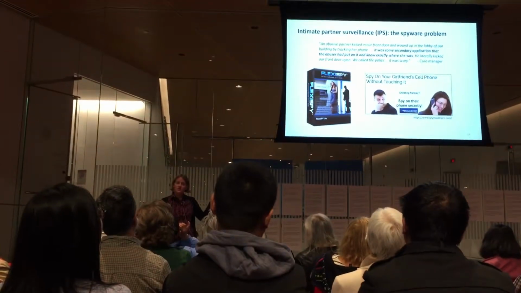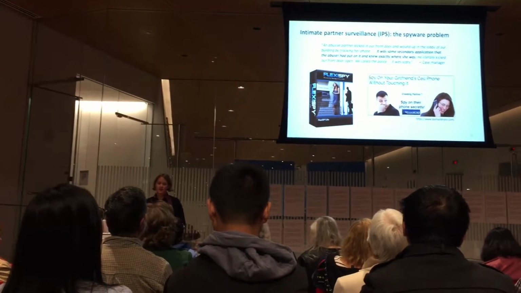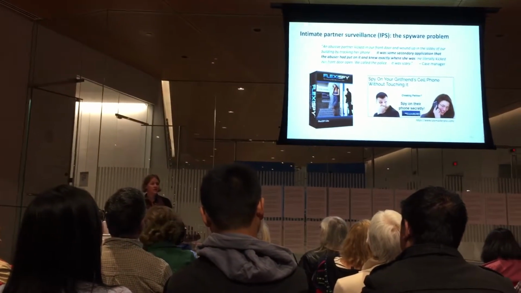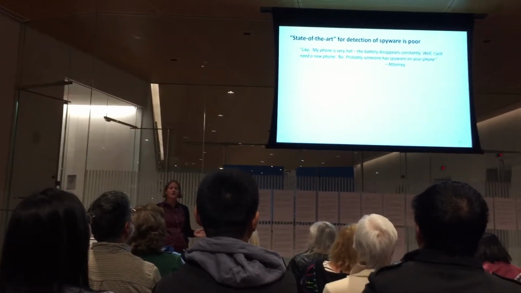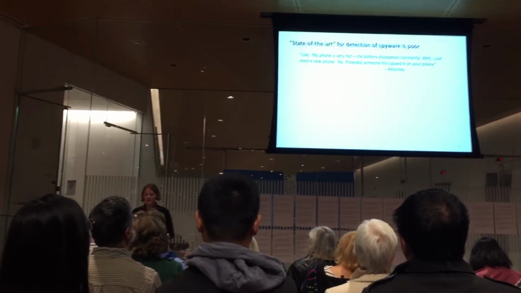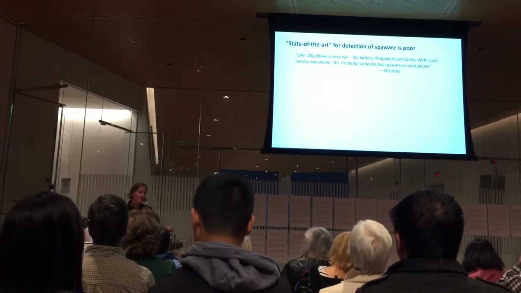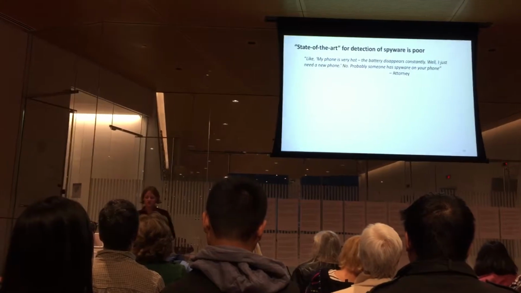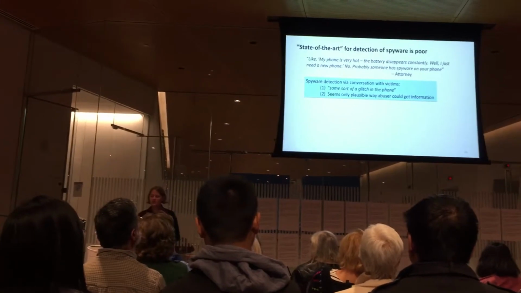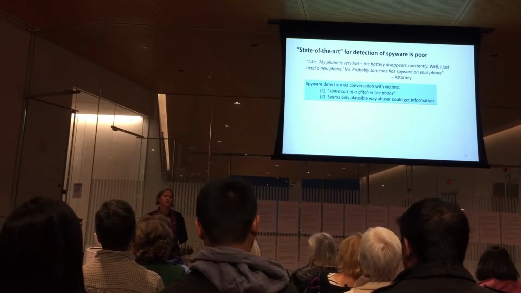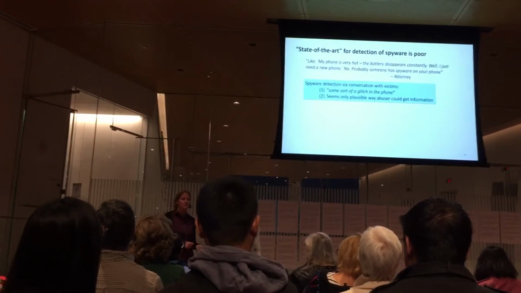So installing these sorts of spyware applications on victim phones is a very common way to try and get additional access. And when we looked at this in more detail, we found that the state of the art for detecting this kind of spyware is pretty much non-existent. People would use heuristics like, my phone is very hot, the battery is draining faster than it should, maybe that means I have spyware, maybe I should do something about it. Some sort of glitch on the phone was another one that we heard, or this was the only way that the person could have known the information that they've known. The only way they could know this about me is if they had access to my photos on my iCloud account.